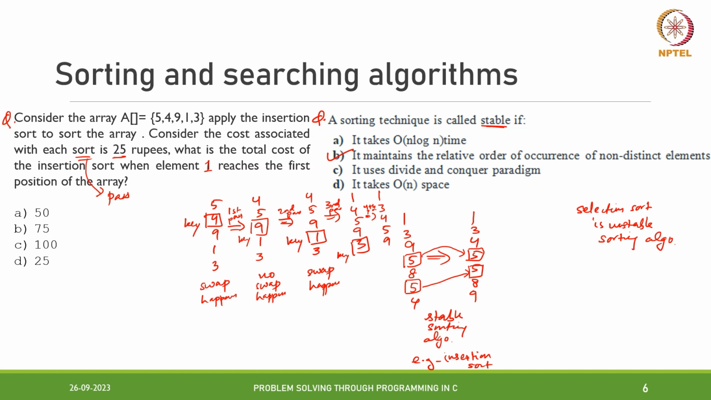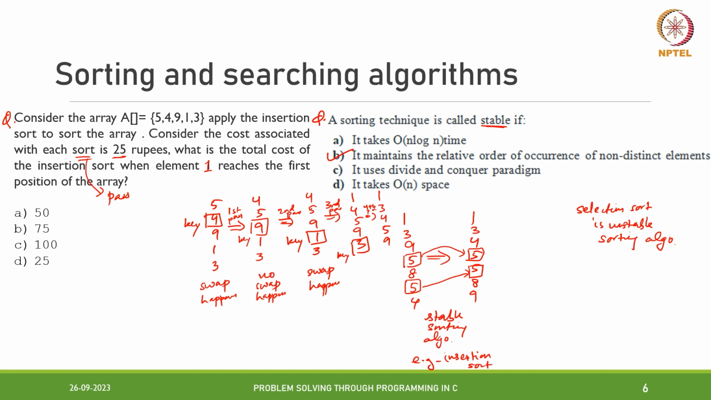Okay, so quite different answers. All right, so the answer here will be, okay, so this is one pass, but even if no swap happens here, this is still, what did we do here?